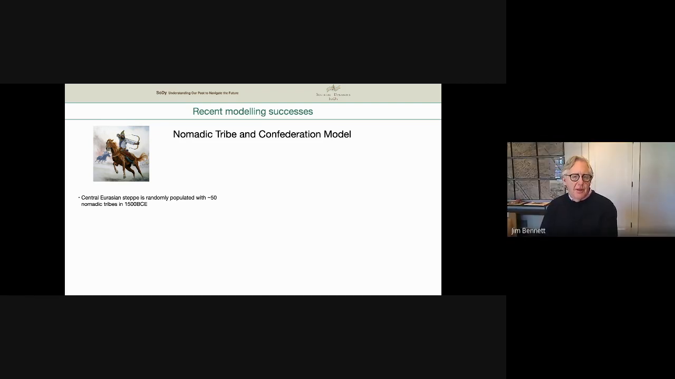Okay, but back to this model. The way that I ran it here is that early on, I would populate that steppe region with about 50 randomly distributed nomadic tribes that maintained their structure throughout the whole thing. Again, they never annexed any agrarian state land, and the states never annexed anything of the steppe nomads. So they stayed on either side of those borders.